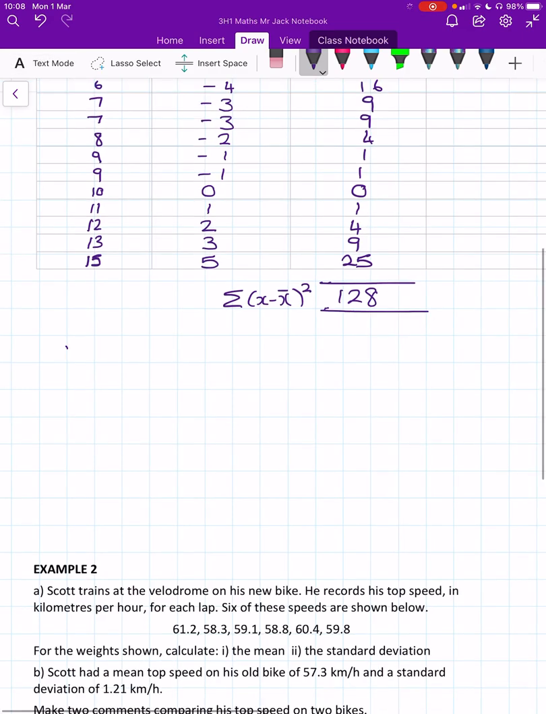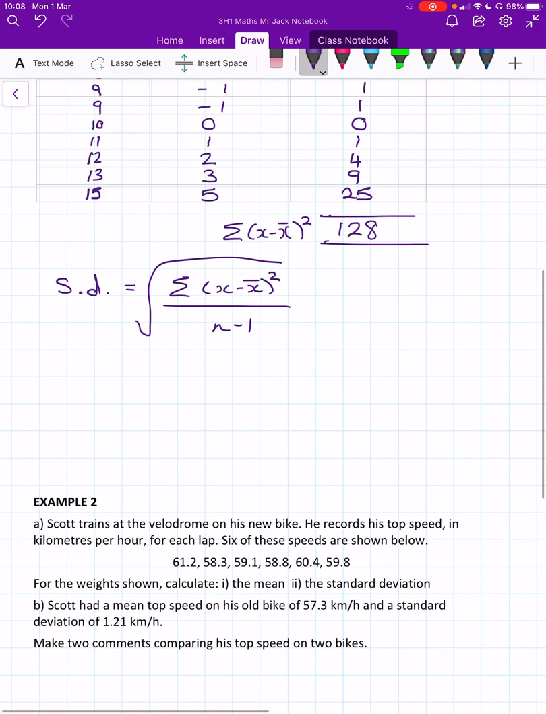So standard deviation equals the sum of x minus x bar squared, all over n minus 1, and then we take the square root of that. Now remember, we've just done that whole table to take care of this whole top line. So this line becomes the 128 straight from our table.